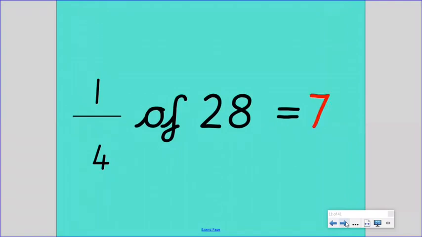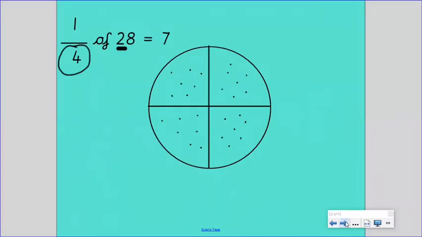So remember, there are 2 ways that we can do this. You could use your ladybird or circle method. You would split your circle into 4 parts, because we're dividing by 4, finding a quarter. And then you would share 28 dots between those 4 parts. And then you would count up the amount of dots in one circle. So I've got 1, 2, 3, 4, 5, 6, 7. That gets you to the answer of 7.